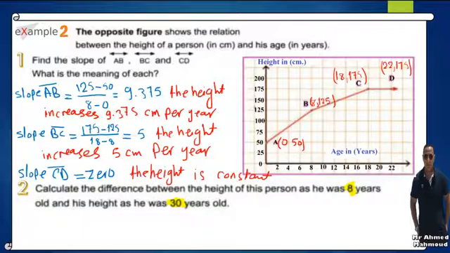To find the difference between them, it will be like this: 175 minus 125 equals 50 centimeters.